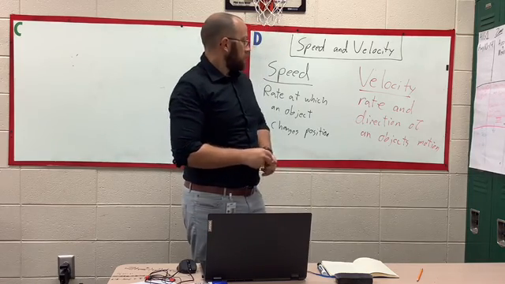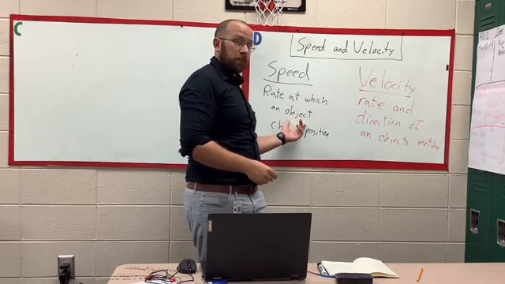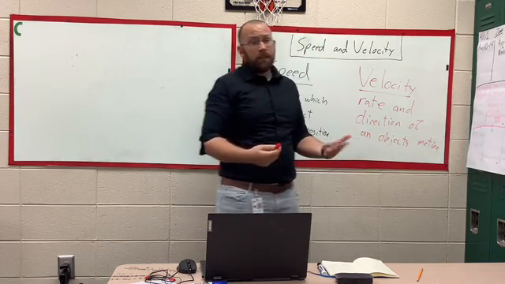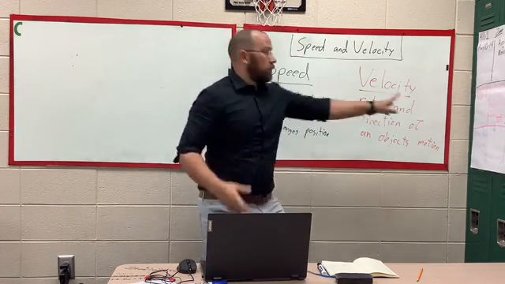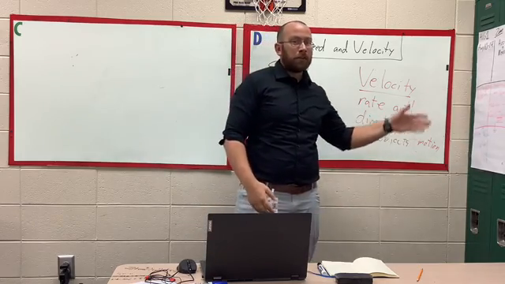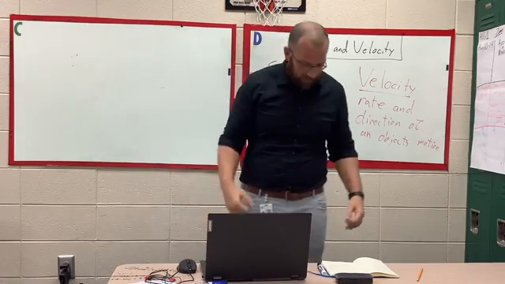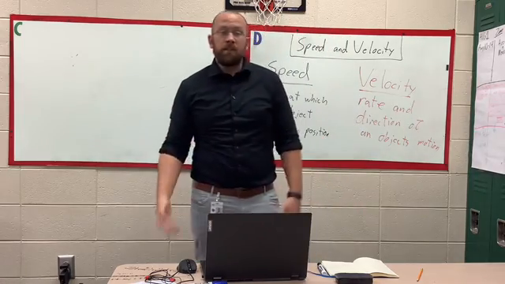All right? So this is just the rate at which something changes position. This is rate and direction. That's the big difference. You just need a direction, such as 300 miles per hour to my left as you're looking at the screen, to your right, easily. So that's basically just the difference between them.